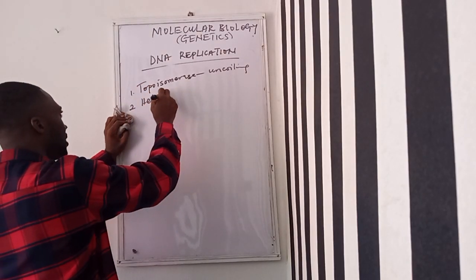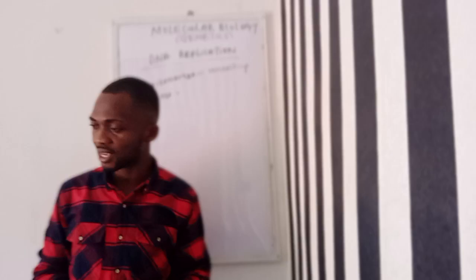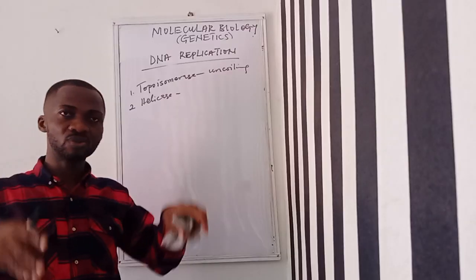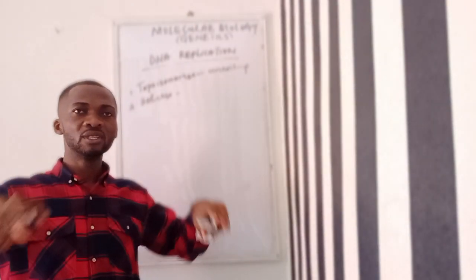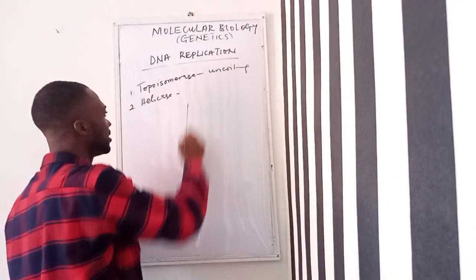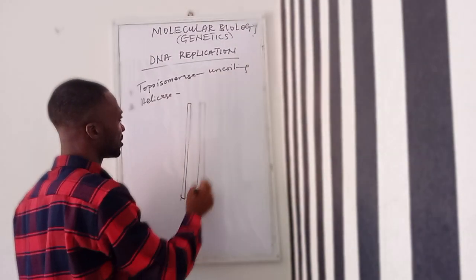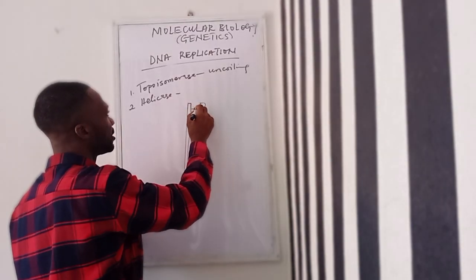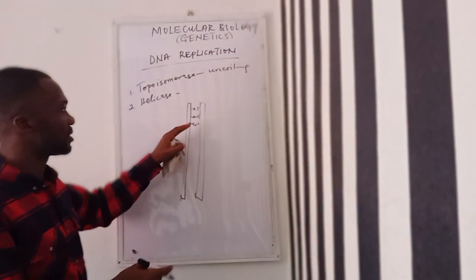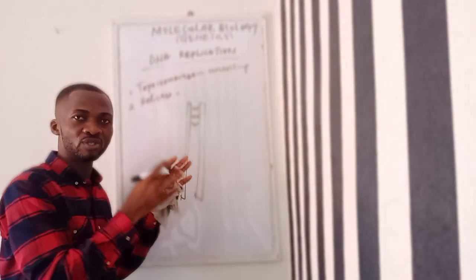Then the second one is helicase. By the time the uncoiling is done, the next enzyme that goes into work is the helicase. And what the helicase does is to unwind the double helix structure. As you know, DNA is bonded, G and C. So look at this. There's a bond that exists between these strands.